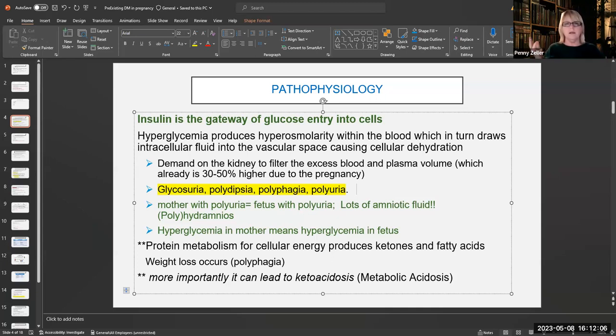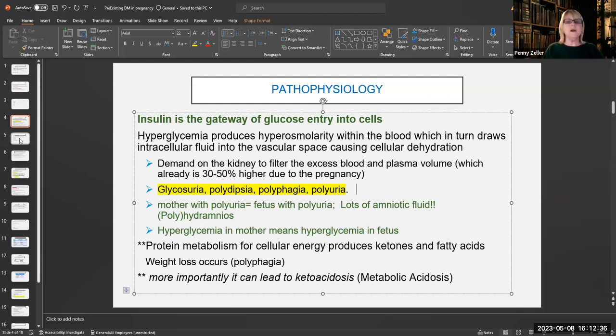So in essence, you have a lot of amniotic fluid because the baby is urinating a lot. Okay. Polyhydramnios. Okay. So if the mother's hyperglycemic, so is the baby. Okay. So that's why diabetic mothers or mothers that have hyperglycemia have big babies. Okay.